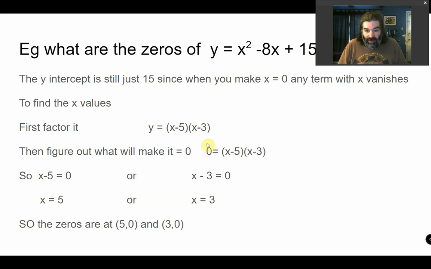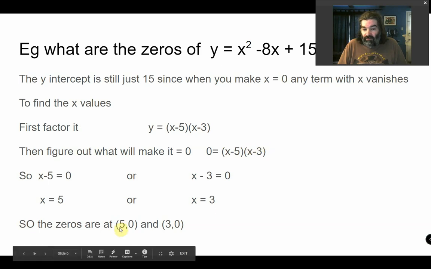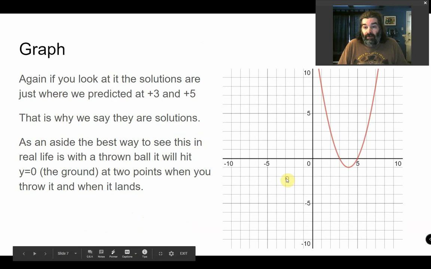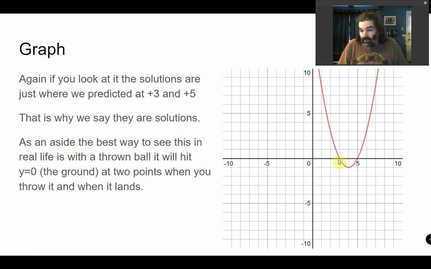Then you figure out what makes this equal to 0. So it's 0 when x minus 5 equals 0 or x minus 3 equals 0. So x is either 5, because 5 minus 5 gives me 0, or x is 3, because 3 minus 3 gives me 0. So the zeros are at x 5, y 0, or x 3, y 0. My solutions are when x equals 5 or x equals 3. And again, if you graph it, you'll notice you get exactly the same thing. You get your points at x equals 3 and x equals 5.